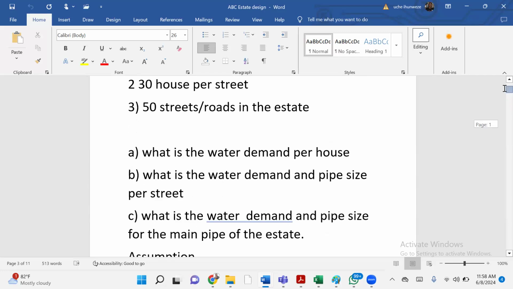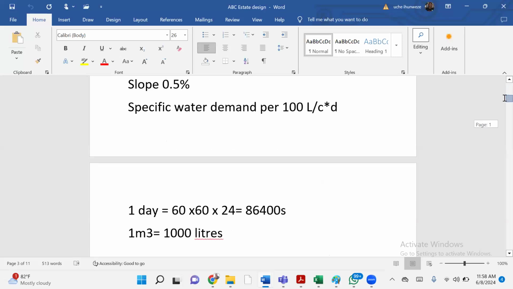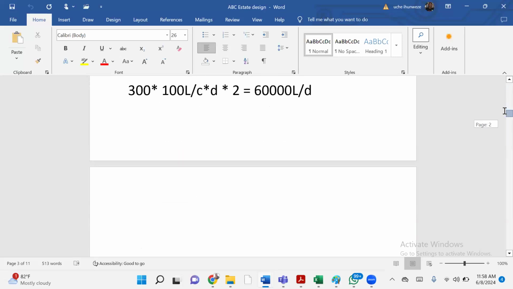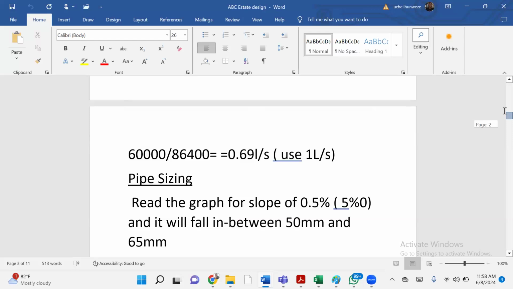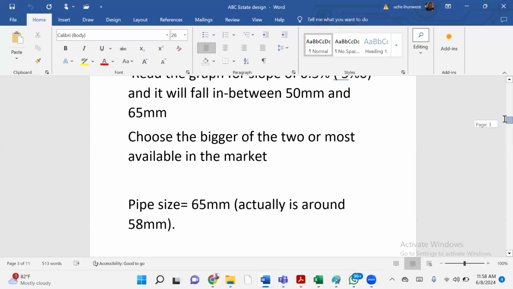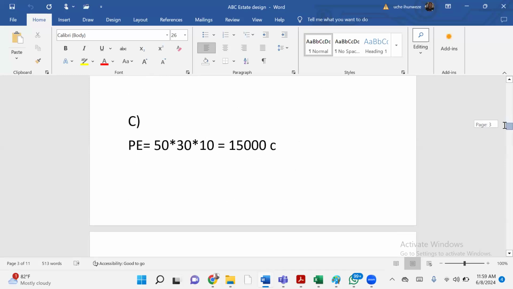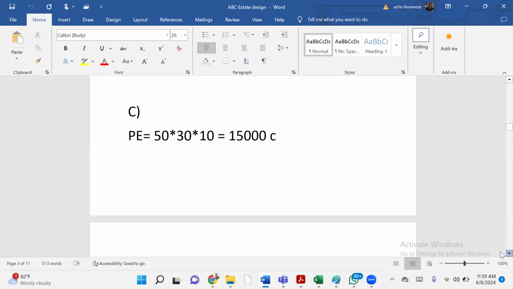Question 3 says, what is the water demand and pipe size of the main pipe? The main or primary pipe. That means there are 50 streets in the estate, and each street has 30 houses. Now we go to the last question. We just multiply 50 times 30 times 10. That gives you 15,000 people. That means this estate contains 15,000 people.